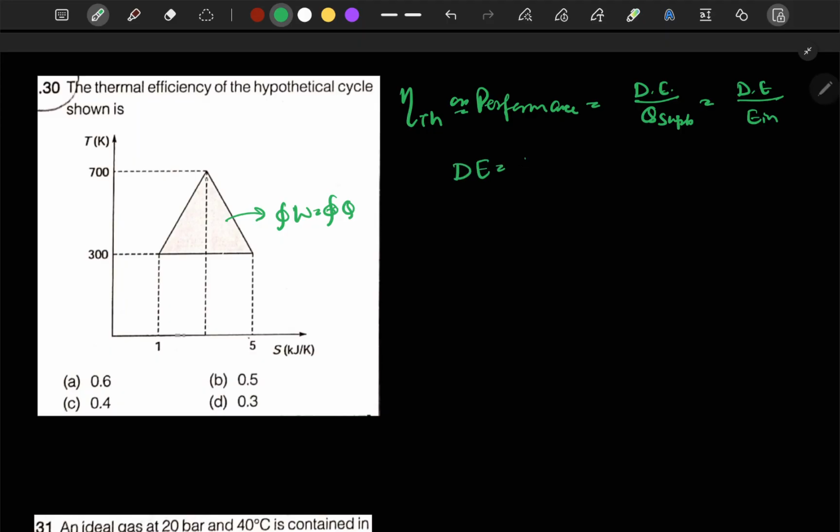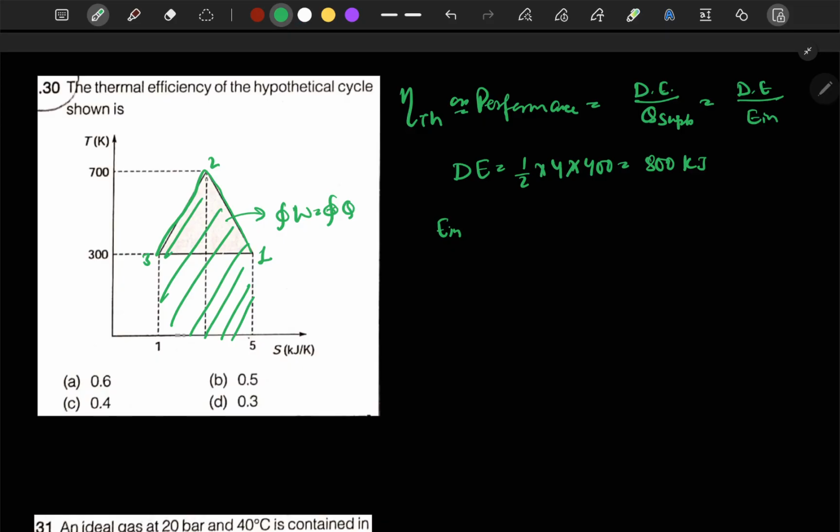So desired effect is equal to half into base, which will be 5 minus 1, that is 4, into height, which will be 700 minus 300, that will be 400. So we will get desired effect to be 800 kilojoule. And for energy input, we can see here that for this process, let's say this 1 2 3 1, the energy input will be from the area under this curve 1 to 3. Okay, so this total will be the energy input.